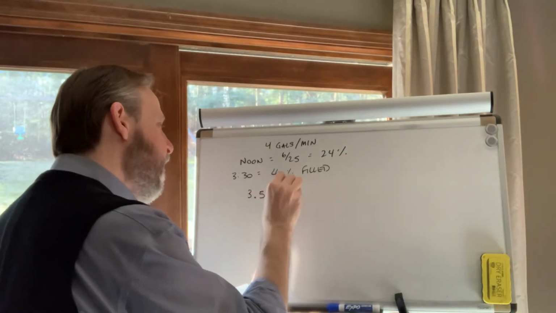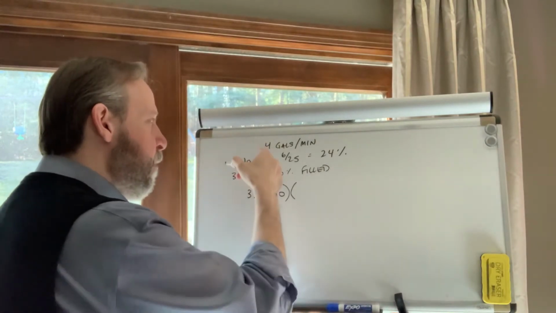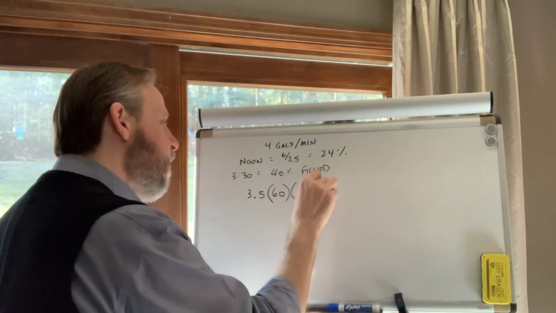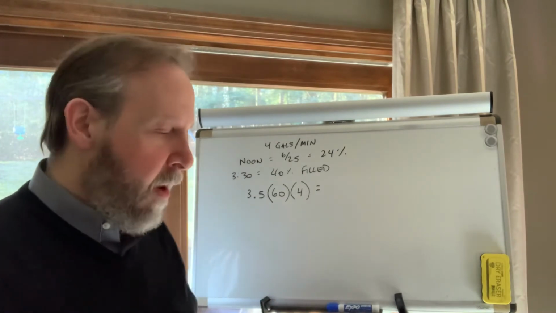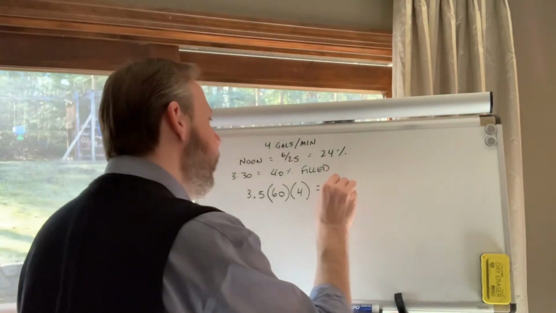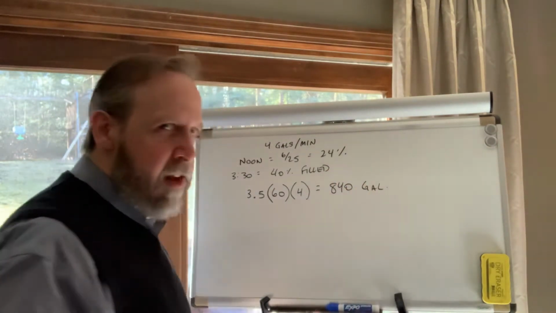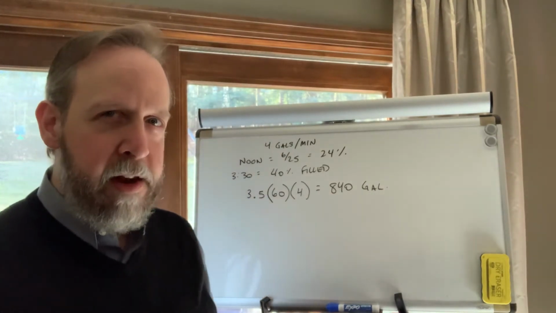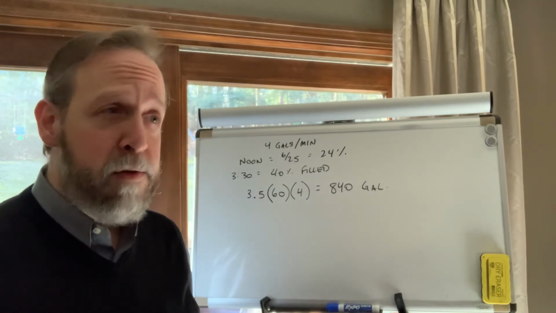Well, we multiply by 60. And then in the same little step, we can also multiply by the 4 gallons to find out how many gallons have entered the pool over the course of those 3.5 hours. What do you get? Well, we get 840 gallons. Now, that's not the answer. We're just finding out right now that 840 gallons has entered the pool over the course of those 3.5 hours.